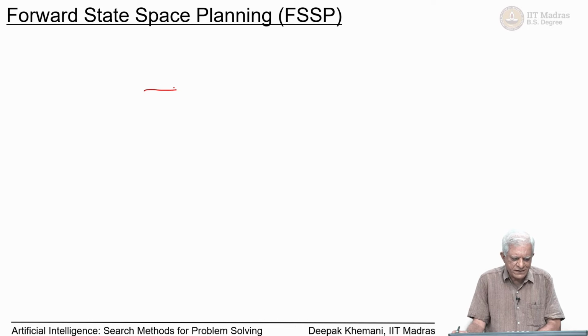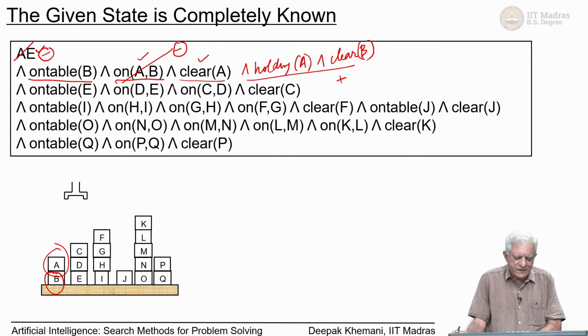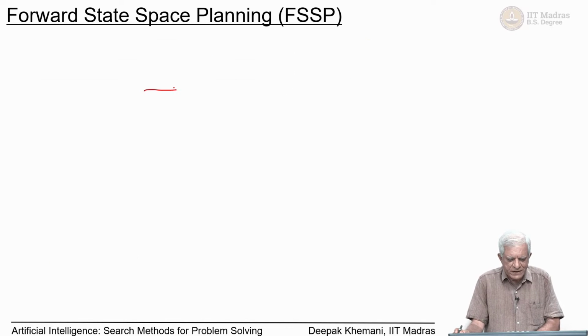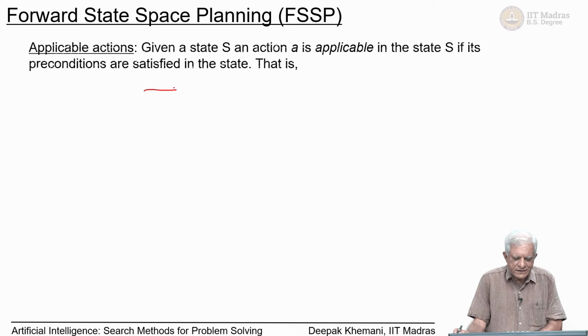So, as we had mentioned earlier, unstack A B is applicable because arm empty was true in the given state, on A B was true in the given state, and clear A was true in the state. And then of course, we saw the effects. The positive effects were that we added holding A and clear B, and the negative effects were that we deleted arm empty and on A B. So, we are in the process of formalizing that here.